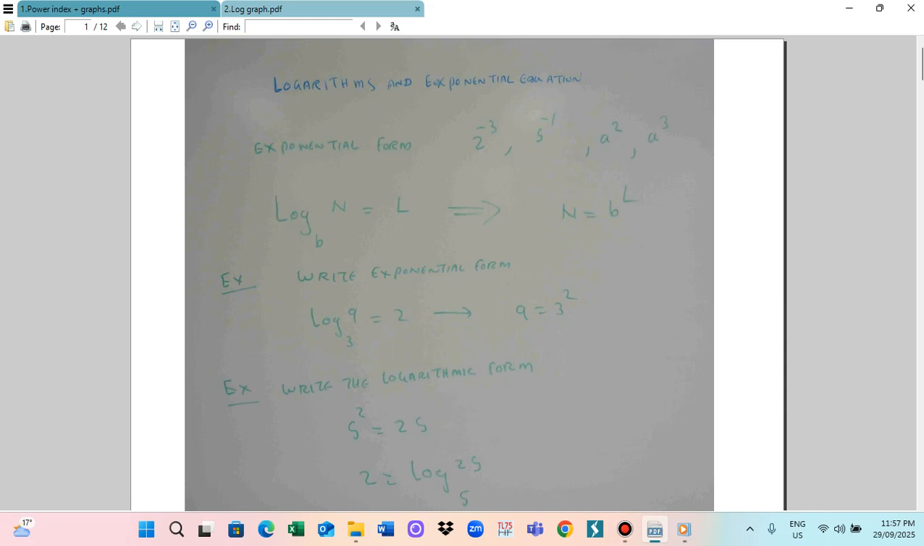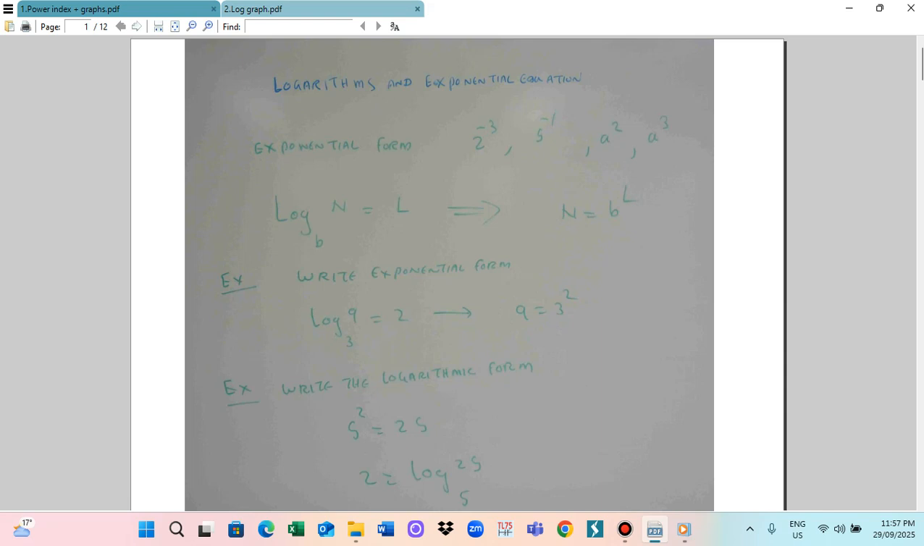Write the exponential form. If you see log 9 base 3 is equal to 2, you can write the exponential form: 9 is equal to 3 power 2. So this is the exponential form.